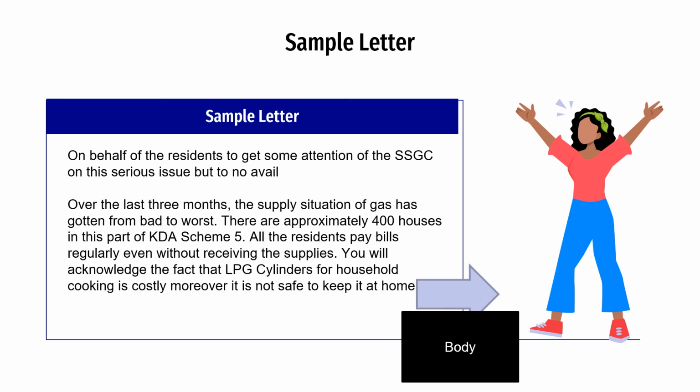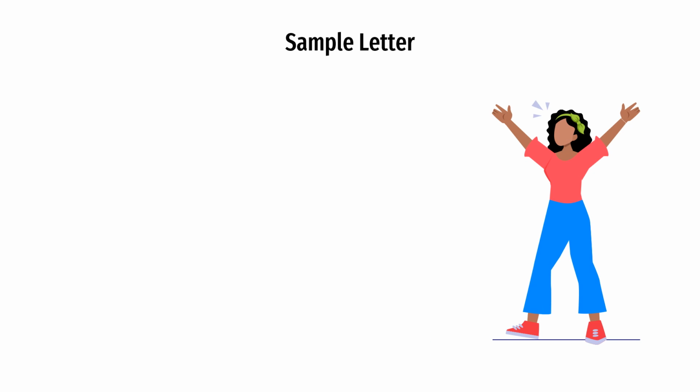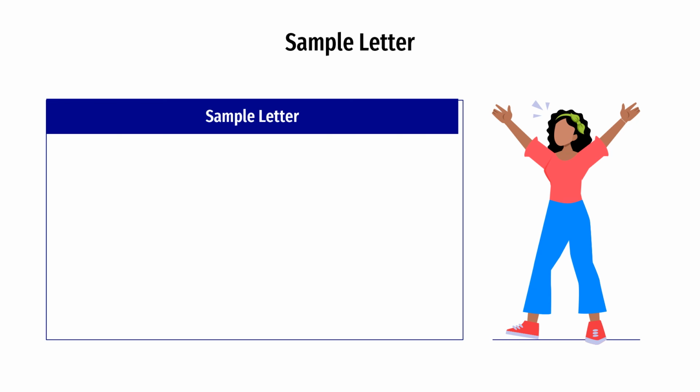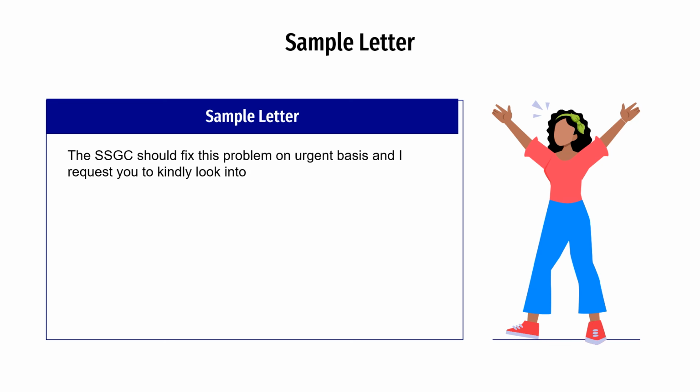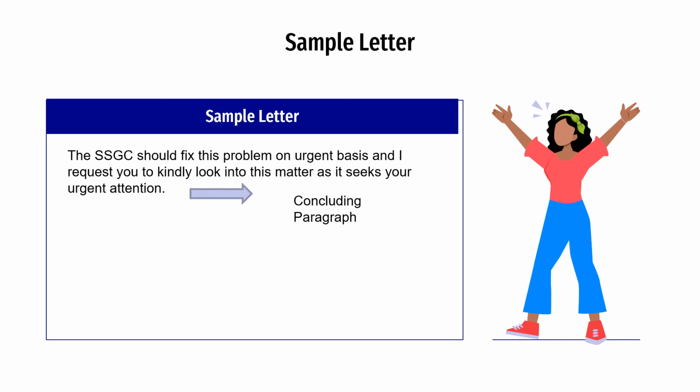So now we're done with the body. We will start with the concluding paragraph. So the concluding paragraph here is: The SSGC should fix this problem on an urgent basis, and I request you to kindly look into this matter as it seeks your urgent attention. So this ends our closing paragraph. It means concluding paragraph.